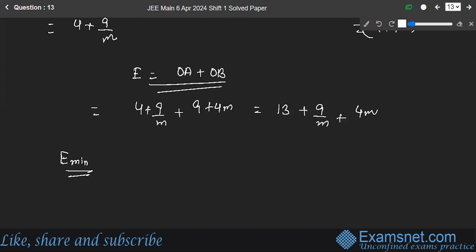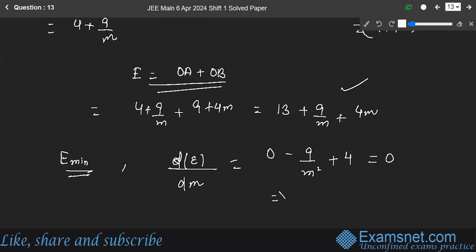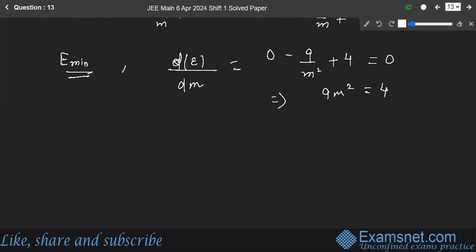For the E minimum, I'll find out the derivative of this function. Let's find out what is dE upon dm. This will be given by 0 minus 9 upon m square plus 4. So for the minimum or the maximum value, let's put that equal to 0. This gives me minus 9 upon m square plus 4 equal to 0.